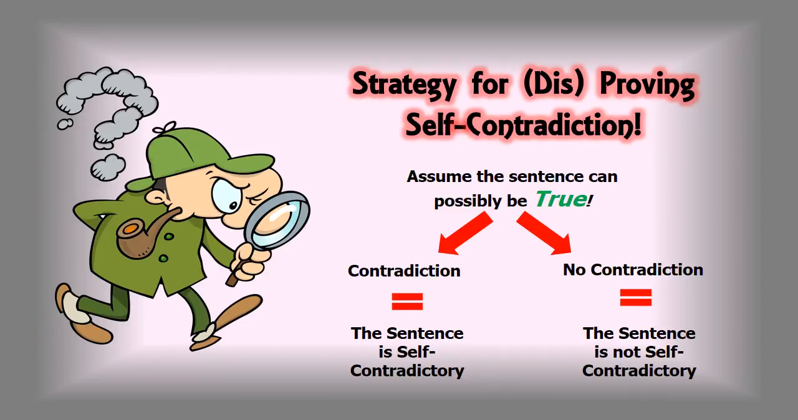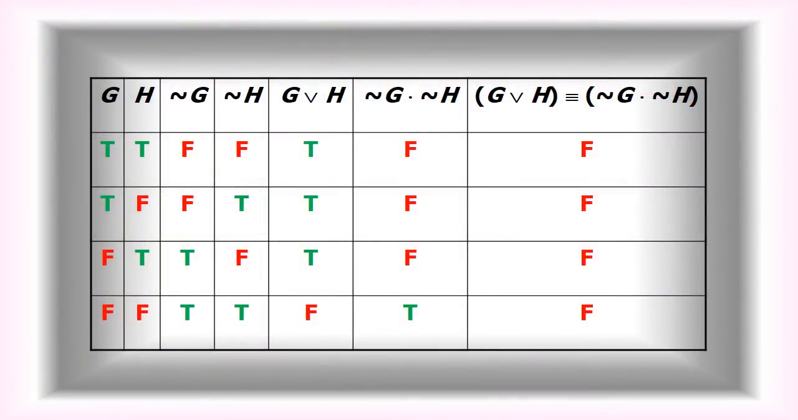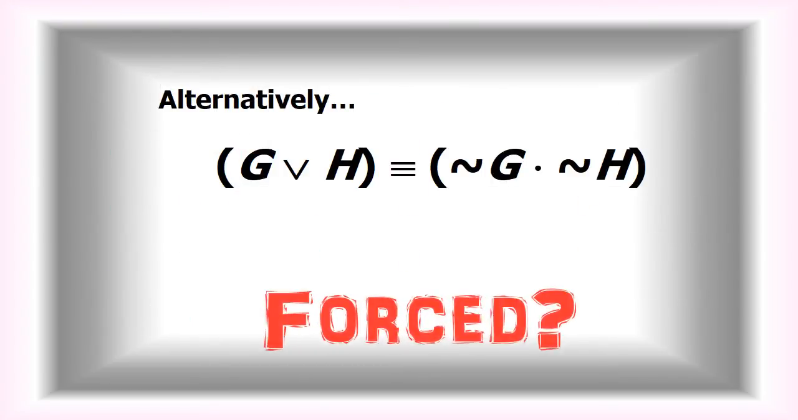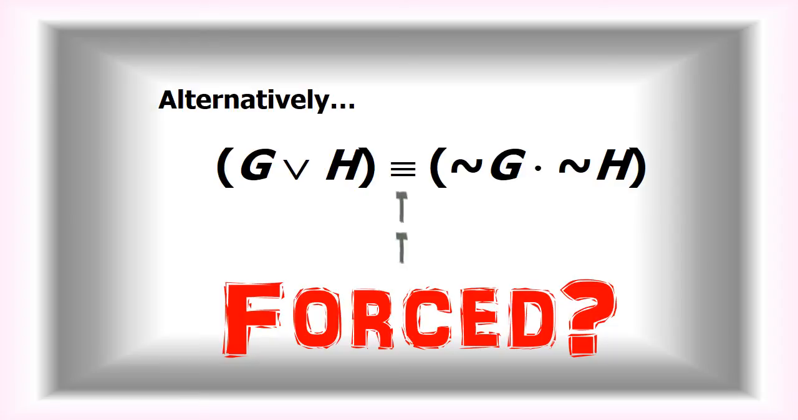Let's take a look. Now here's a sentence way over to your viewer's right that we found to be a contradiction. That G wedge H was equivalent to not G and not H. That doesn't sound like it should be true at all. We gave it all F's in its column. Alternatively, we could look for what we're forced to do. Now there are two ways for this biconditional to turn out to be true. One way is if both sides, both the elements of the biconditional, are true. Another way is if they're both false. Let's take a look at each one.